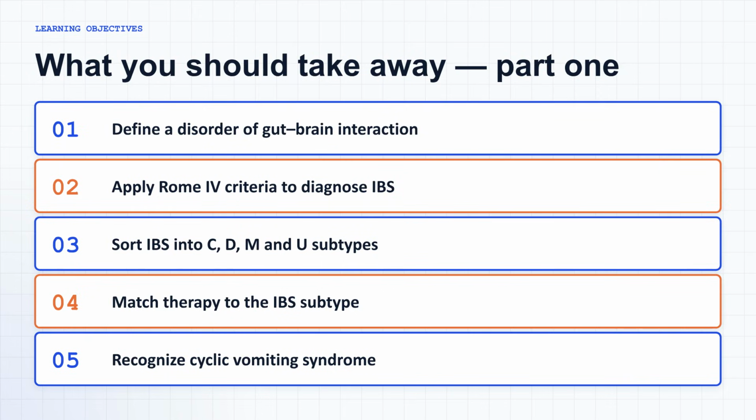Second, apply the Rome 4 criteria to diagnose irritable bowel syndrome at the bedside. Third, sort a patient into the constipation predominant, diarrhea predominant, mixed, or unclassified subtype. Fourth, choose therapy that matches the subtype rather than treating every patient the same way. And fifth, recognize cyclic vomiting syndrome, including its strong link to cannabis and to migraine.